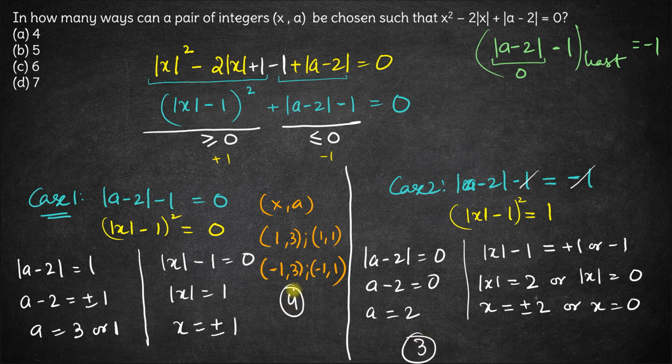We had 4 combinations from the first case and 3 combinations from the second. What are the 3 combinations? 2 comma 2, minus 2 comma 2 and 0 comma 2. So the total possible combinations of x and a is 4 plus 3, option D, 7. So slightly difficult question, a lot of calculation to be done, some sort of manipulation to be done here. So agreed, a difficult question, might be skipped in the exam.